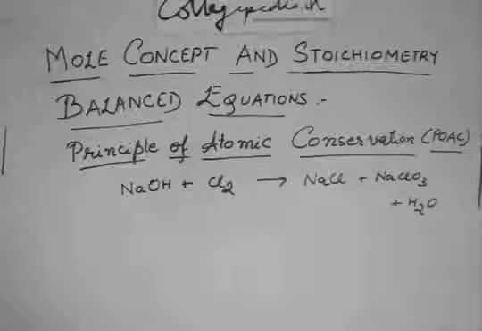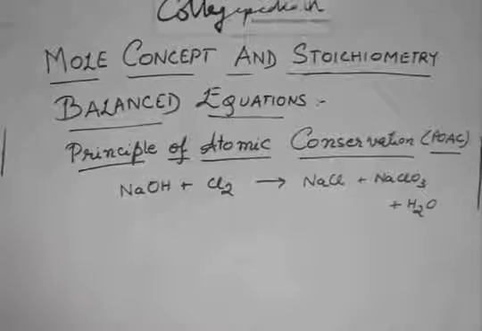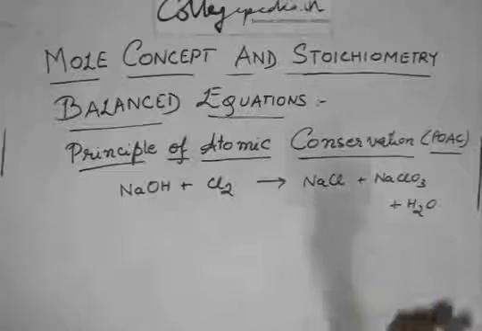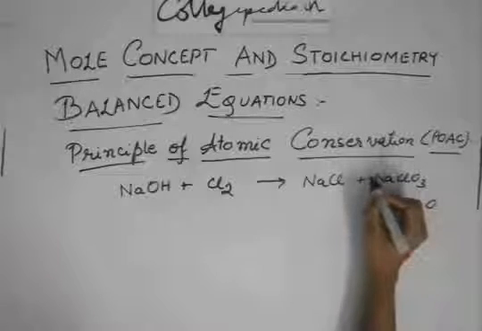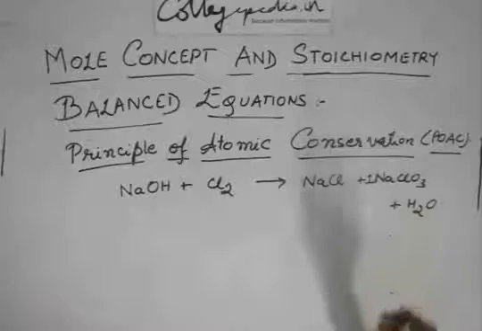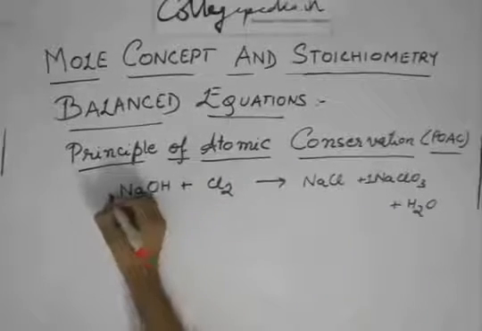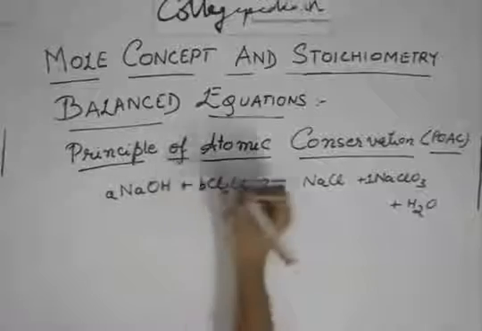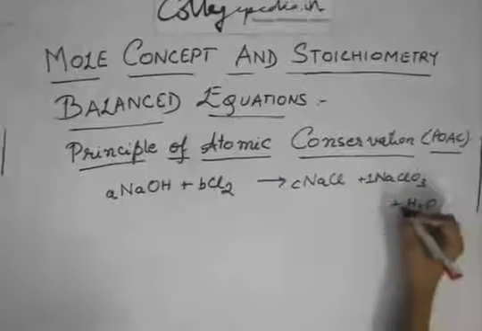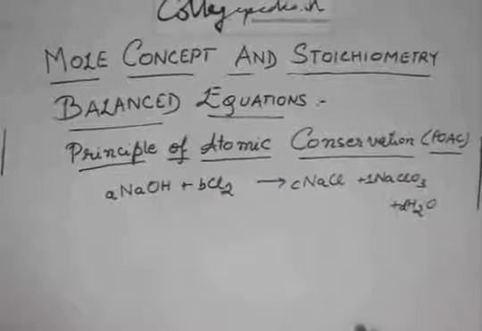So the first step to balance this would be to assign 1 to the most complicated compound you can find in the reaction. So which one would you find? If you ask me, I would say NaClO3. So I would assign a coefficient 1. Now assign A to this, B to this, C to this, D to this.